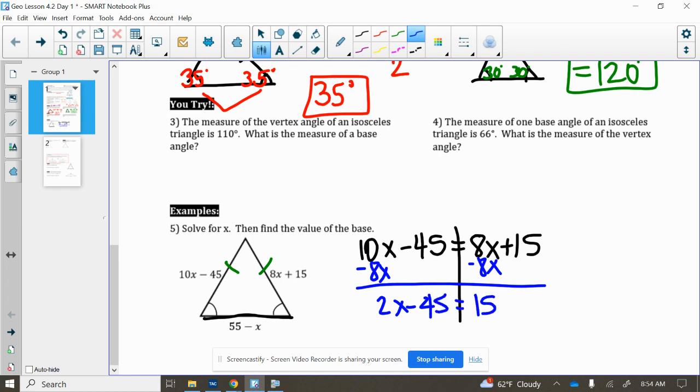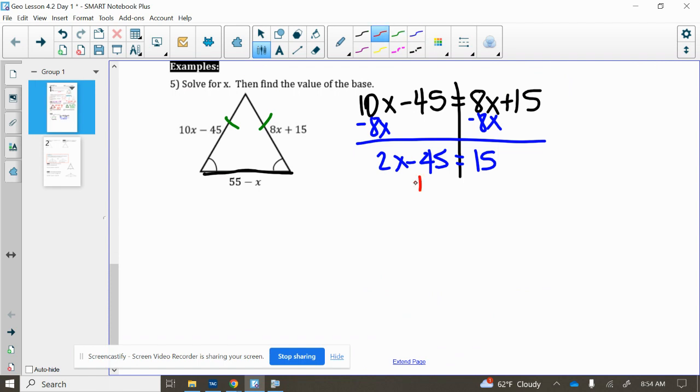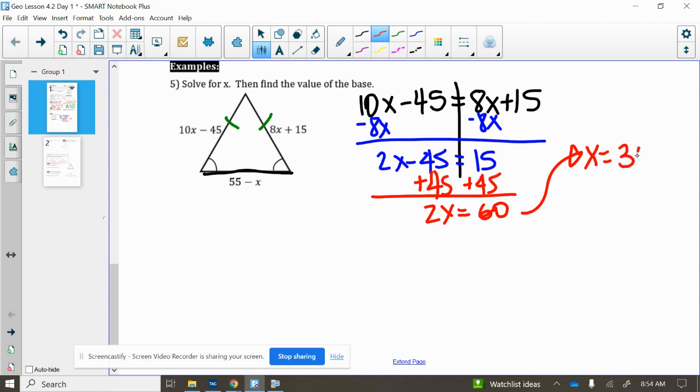And then to get our x's by itself, we're going to want to start then by adding the 45 to both sides to get our 2x alone. And then last but not least, if we divide by 2, our x value is 30. So that's part 1, solve for x. The second piece then is asking us to find the value of the base. So this is where the 55 minus x comes in, because if we subtract 55 minus 30, we get our remaining value of 25 to be the length of that base.